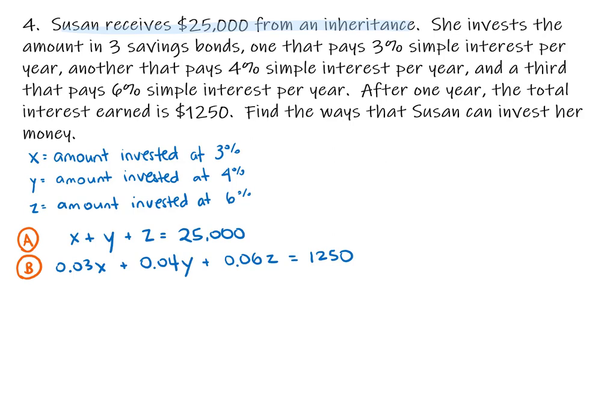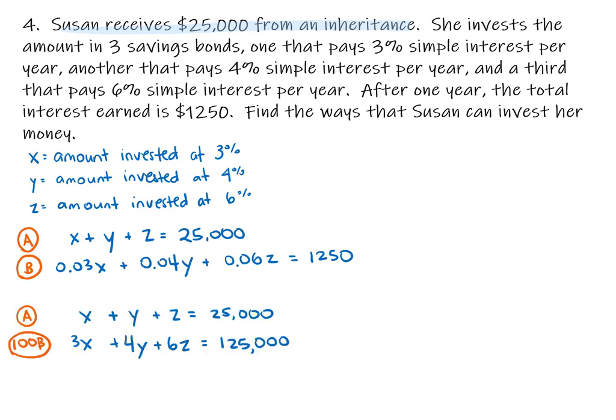Now, typically with a system of equations in 3 variables, you want to have at least 3 equations to solve it, but we only have 2. So we're going to solve it to the best of our abilities. And I just like to clear my decimals, so I multiplied my second equation by 100 to get rid of all my decimals.